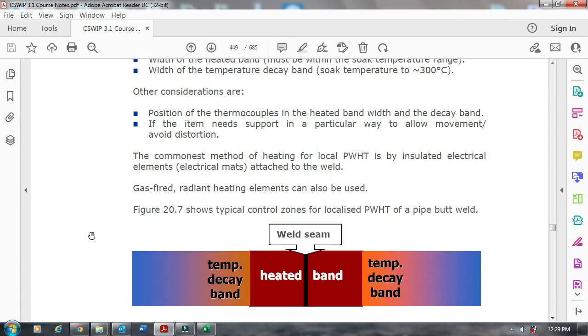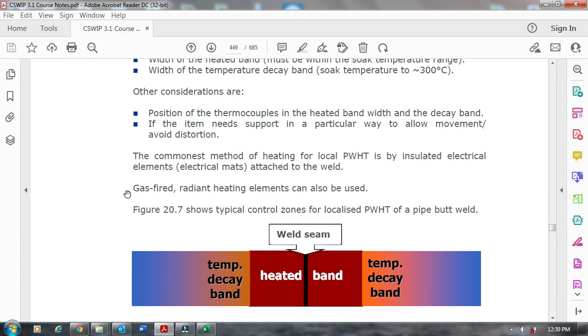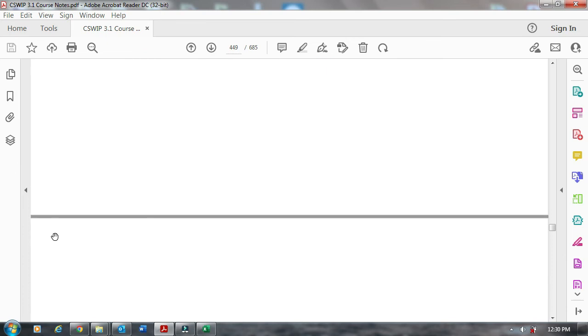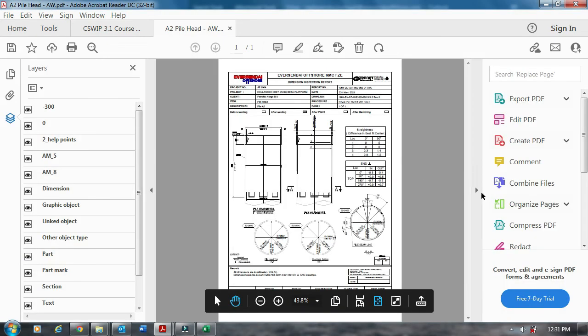The commonest method of heating for local PWHT is by insulated electrical elements. Electrical mats are a very good way of heating; this is what we are using. Gas-fired radiant heating elements can also be used, but I think we are using mostly electrical mats, which are ceramic in nature. You can see the heating band and the temperature decay band on both sides, and the weld seam is in dead center. With this we have finished the theory after PWHT.